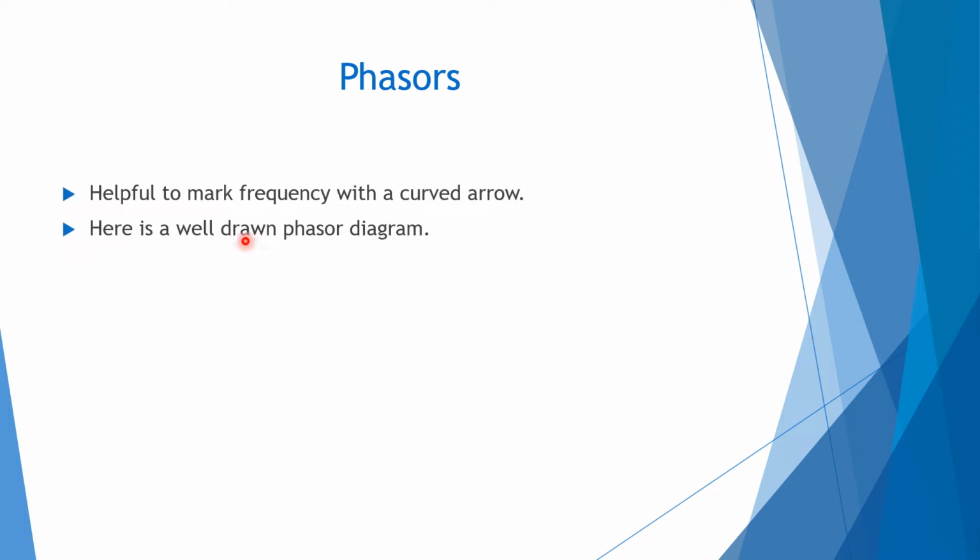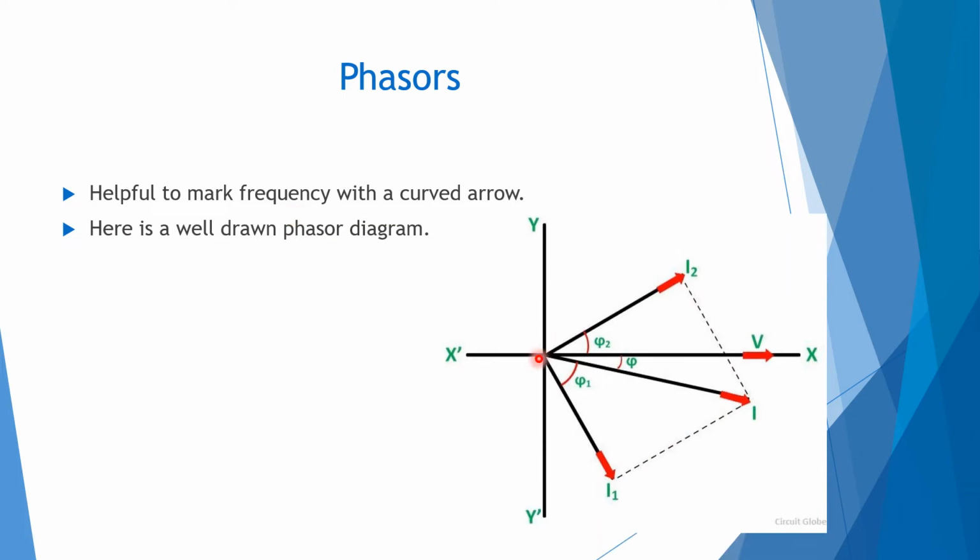Now it is helpful to mark the frequency with a curved arrow, and we will say in the last slide why we need to mark the frequency. Not always, but it is helpful. And here is a well drawn phasor diagram where I have taken the voltage as a basis. So the basis means that its phase is 0 degrees. Now the currents have some phases phi 1, phi 2, and if I add them, their net phase is some phi. And I've tried to draw a parallelogram to show that these two phasors are getting added.